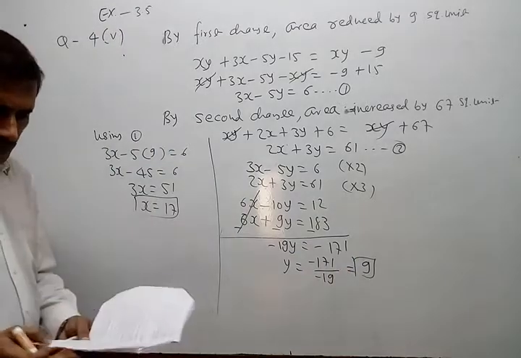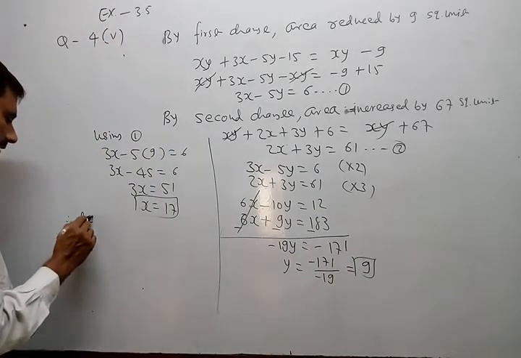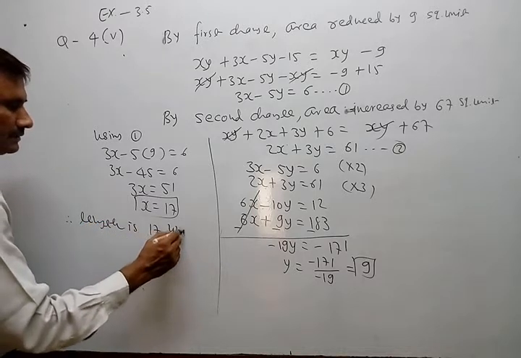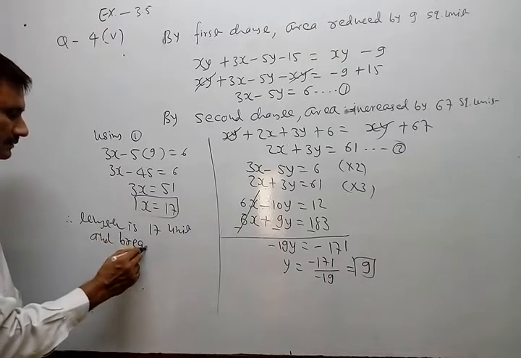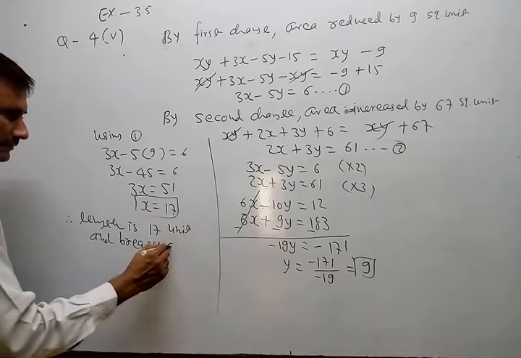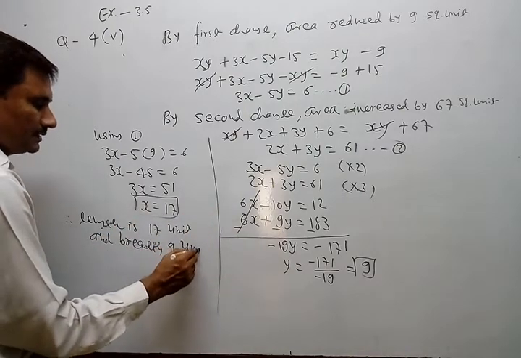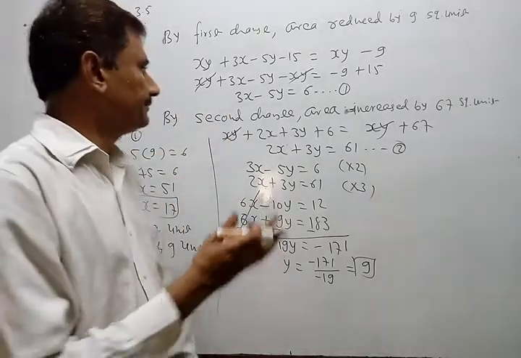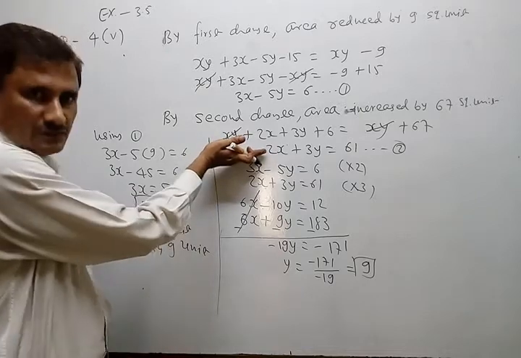So write down now its statement only. Find the dimension of the rectangle. So length is 17 unit and breadth is 9. Okay. x for length and y for breadth. Okay. So solving equation is not new here, but up to this part getting equation is quite different.